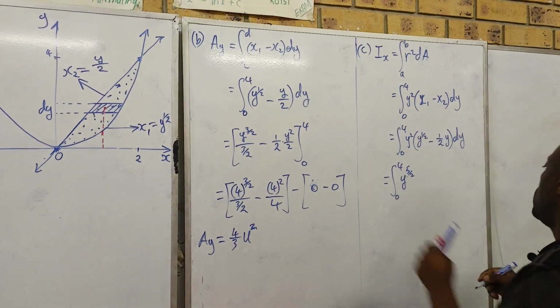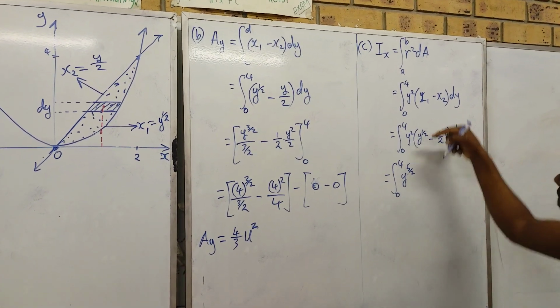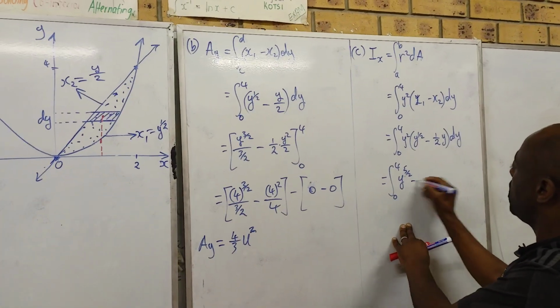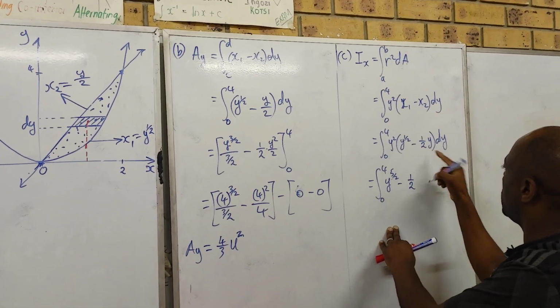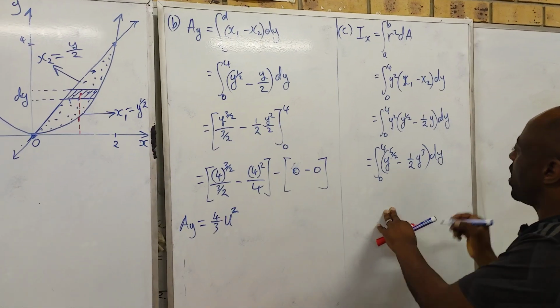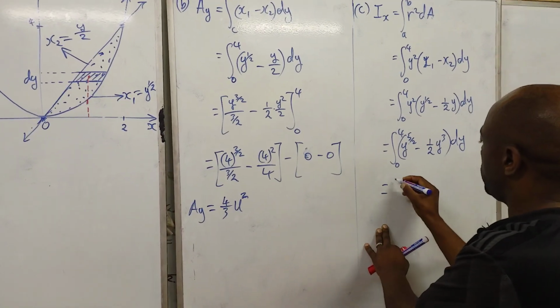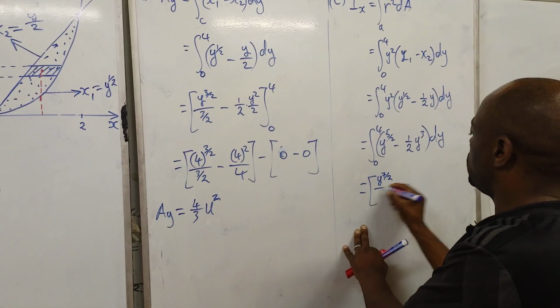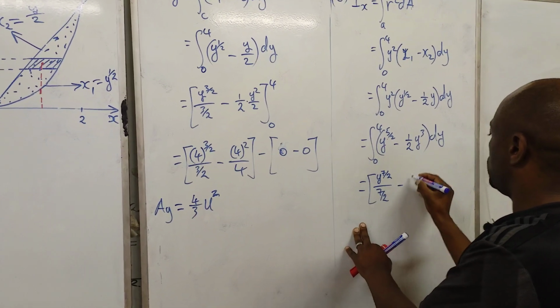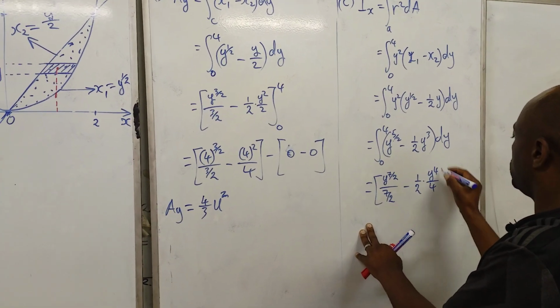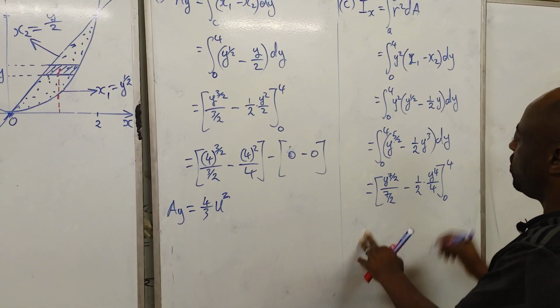When you multiply y squared by y to the power half, you add up the exponent. 2 plus a half is 5 over 2. Then minus a half. If you multiply this, you get y cubed. Then dy. Now it's time to integrate. You add 1 to the exponent. You get y to the power 7 over 2 divided by 7 over 2 minus a half multiplied by y to the power 4 divided by 4 from 0 to 4.